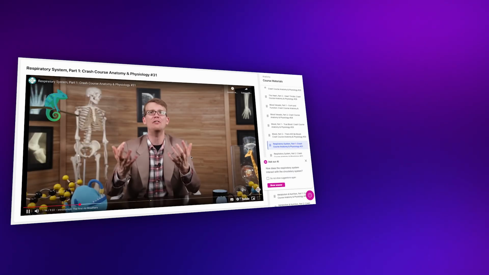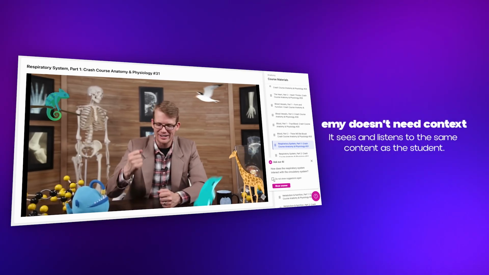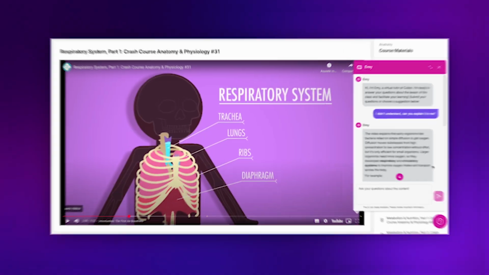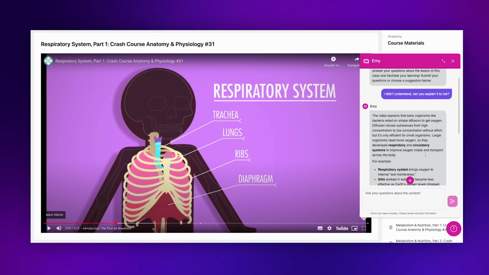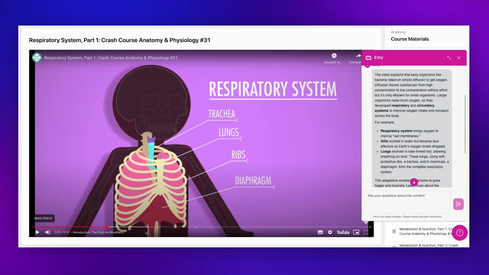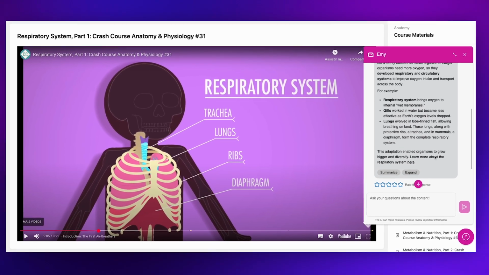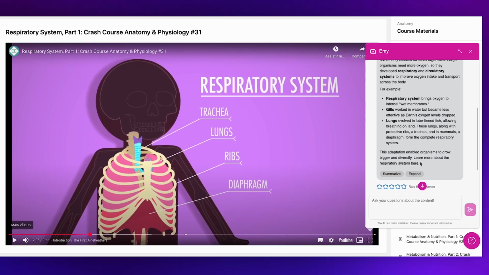Meet Emmy, our intelligent assistant that transforms the learning experience. In this first example, we can see how Emmy is able to perfectly answer a question even without any prior context being given. Emmy responds directly and objectively, based on the institution's content.